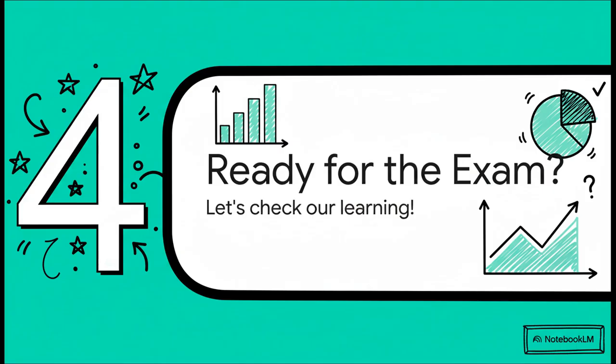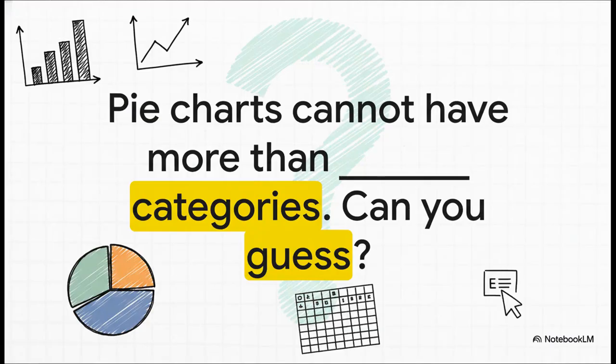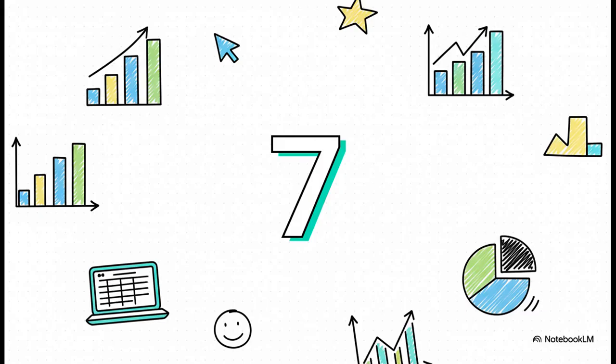So how about we do a quick check, a little pop quiz with a real exam-style question. Okay, here's the very common question you might find in your exam paper. Pie charts should not have more than blank categories. What do you think the answer is? Is it 10, maybe 20, or is it 7? I'll give you a second to think. And the correct answer is 7. Yes, 7. Please remember this number, bachcho. If you have too many slices in a pie chart, it just becomes a mess and it's impossible to read. So the rule of thumb is 7 categories, or maybe even less. This is a golden tip for getting full marks.